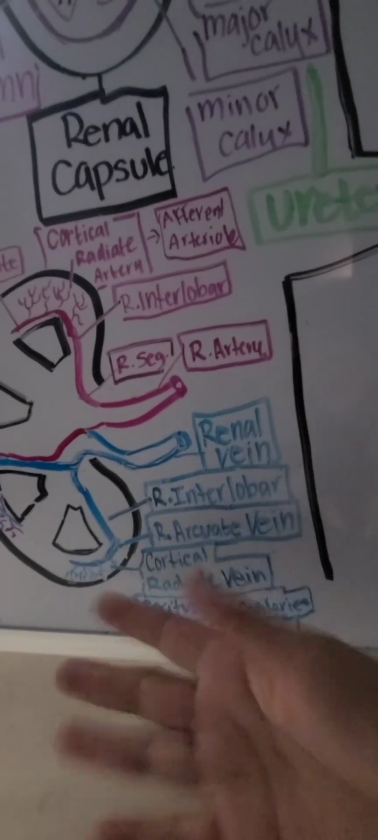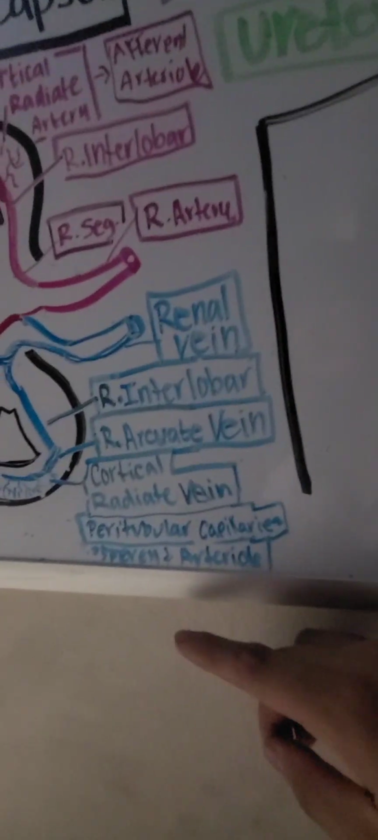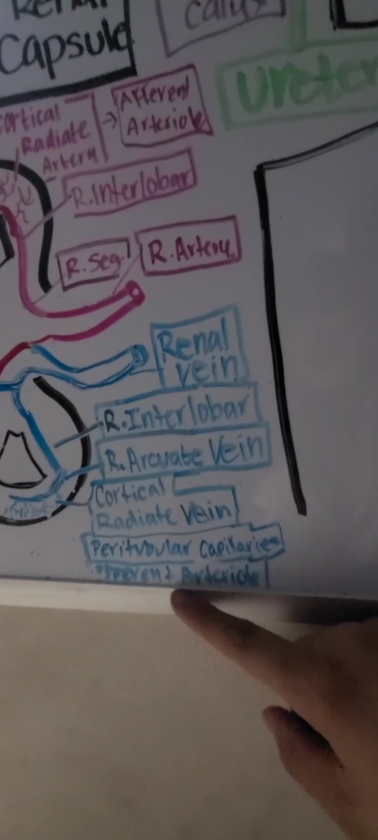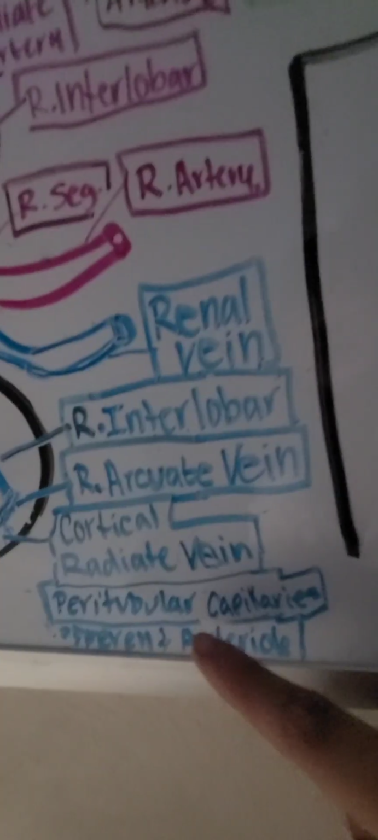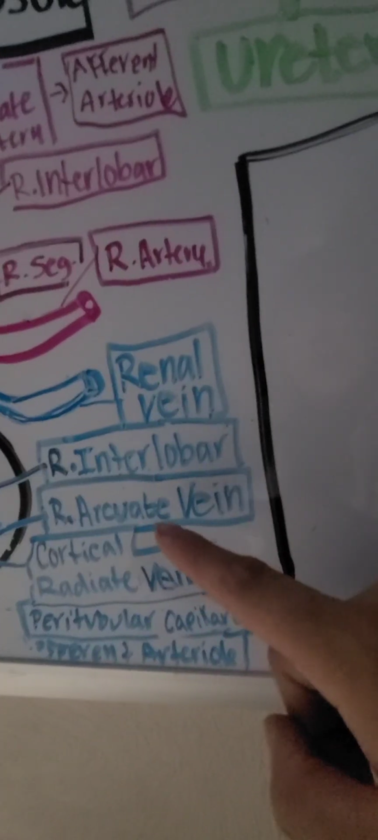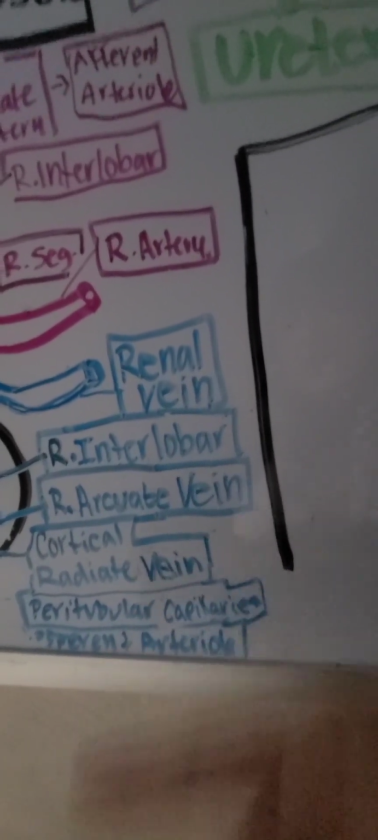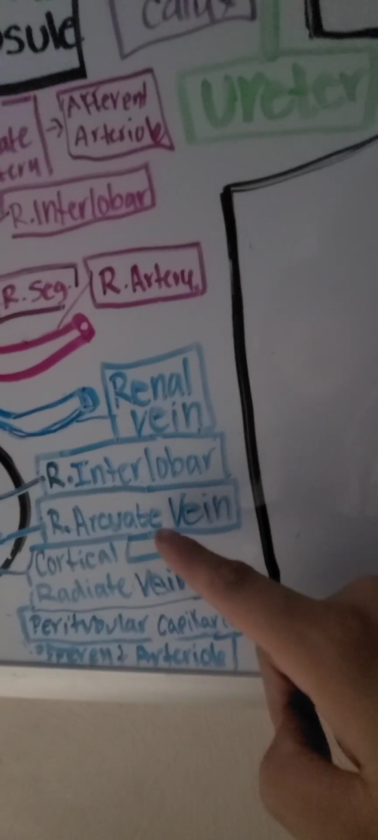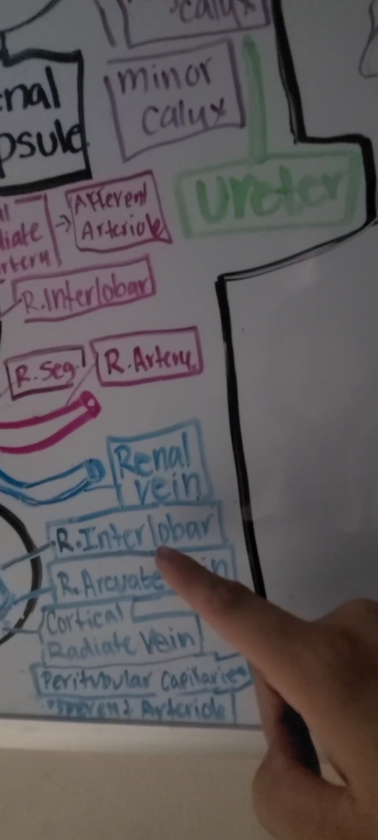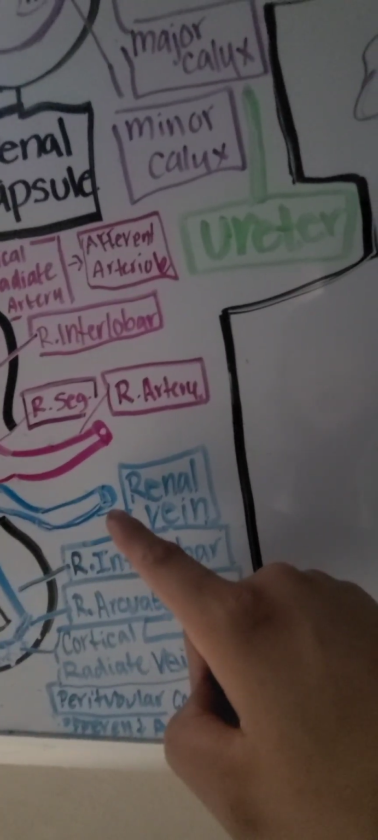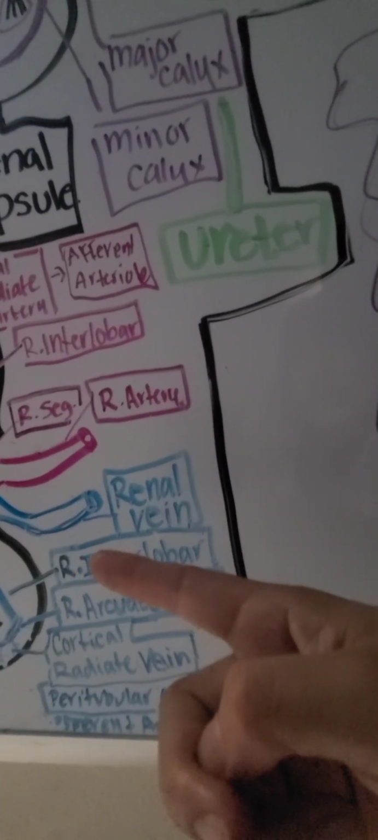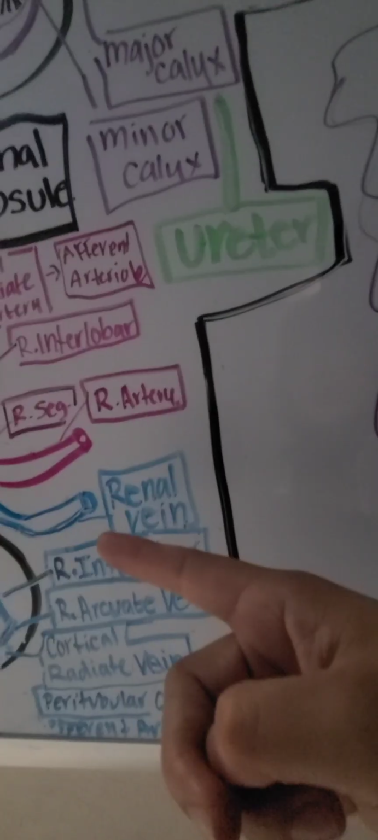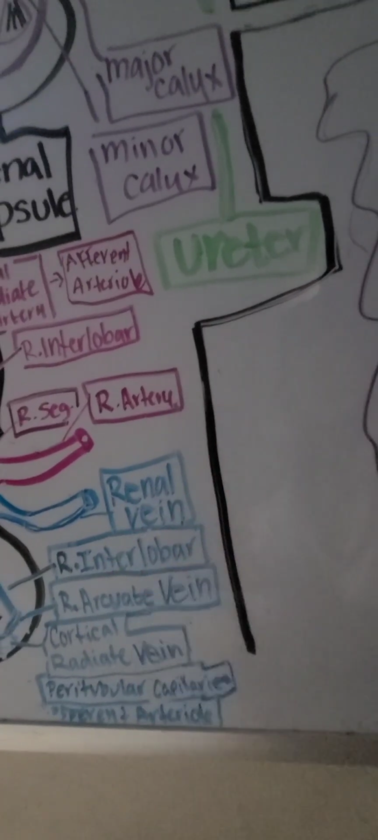And then we're going to go through the exit route of the glomerulus, which is going to begin with the efferent arteriole, the peritubular capillaries, the cortical radiate vein, which is also known as the interlobular, and then we have the arcuate vein, interlobar, the renal vein, and then we'd go to the IVC, which is the inferior vena cava up into the heart.